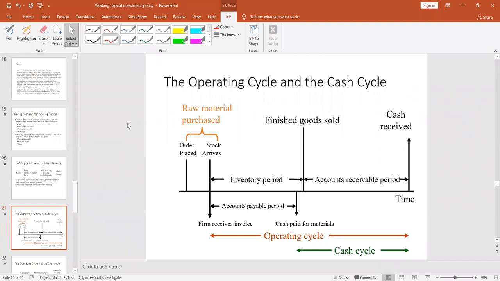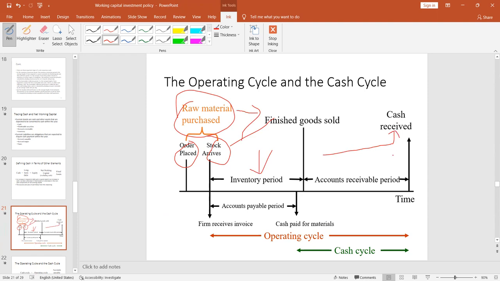After that, again, you need some time. For what? You have to convert these raw materials to finished goods. Then again, you need some time. When you sell on credit, you are not getting cash now. You need to wait to receive cash. So you see the top side. You check again. When you purchase raw materials, you need some time from order placed to stock arrives. It's still not finished goods. You have to convert these to finished goods. So you need an inventory period to convert these raw materials to finished goods. And once you have finished goods, you are not selling all the finished goods for cash. You are selling some goods on credit. So you need to wait again to receive cash from receivables.